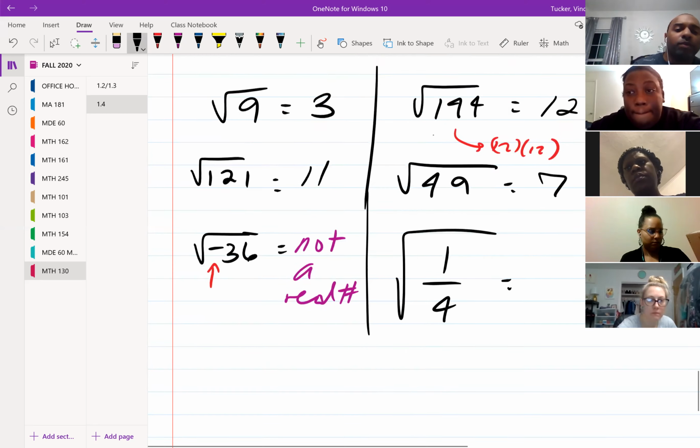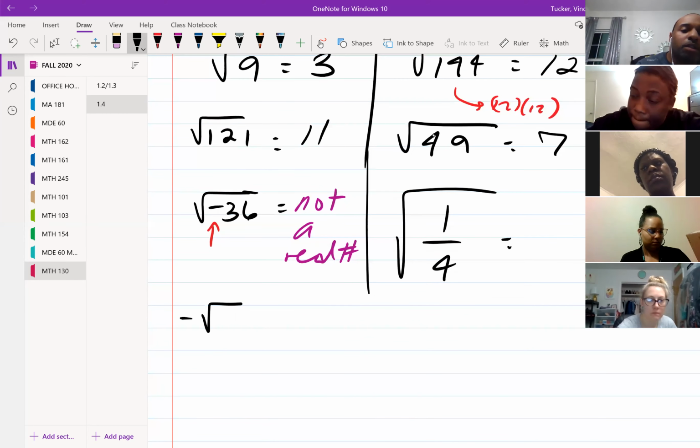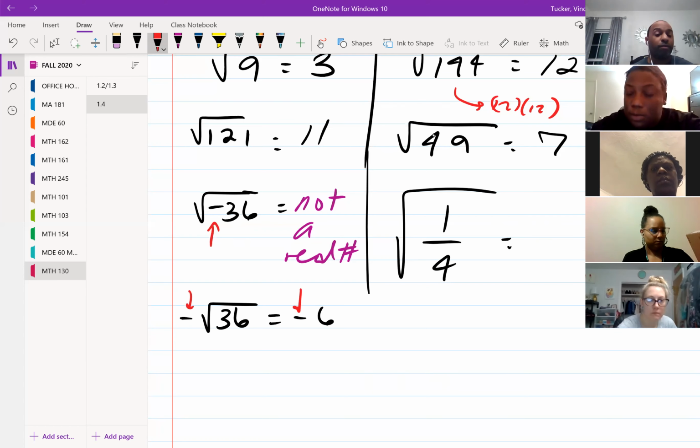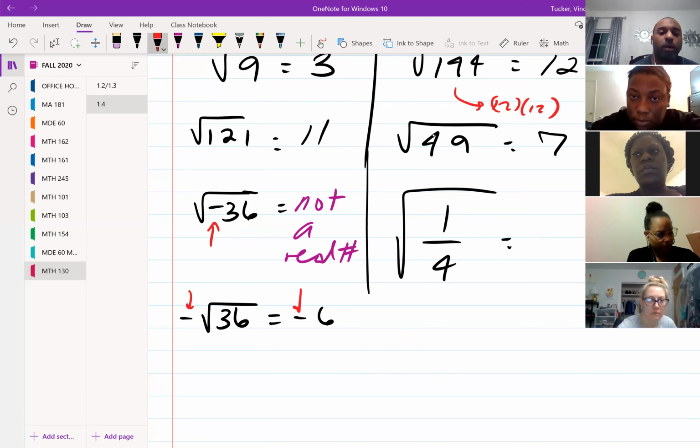Now be careful. Not sure if you're going to see this, but you just may. Now this right here, the result is going to be negative 6, because the negative is sitting on the outside of the radical, so it is never affected by the radical. So make sure you're okay with negative placement in reference to your radical. Is everybody okay with that? Make sure we're good.